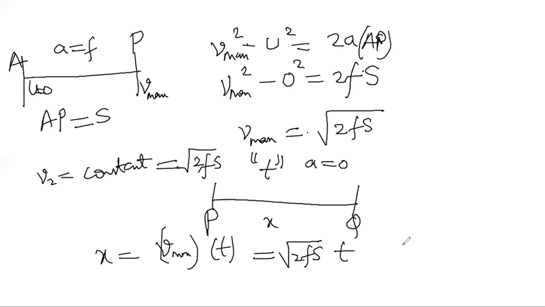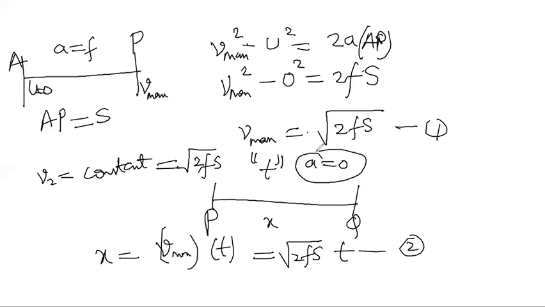This is my equation number 2, and this is my equation number 1. Is it understood? Sir, can you explain again from the V2 constant? From point P to some point Q, it is traveling with a constant velocity, so there is no acceleration. Acceleration is zero.